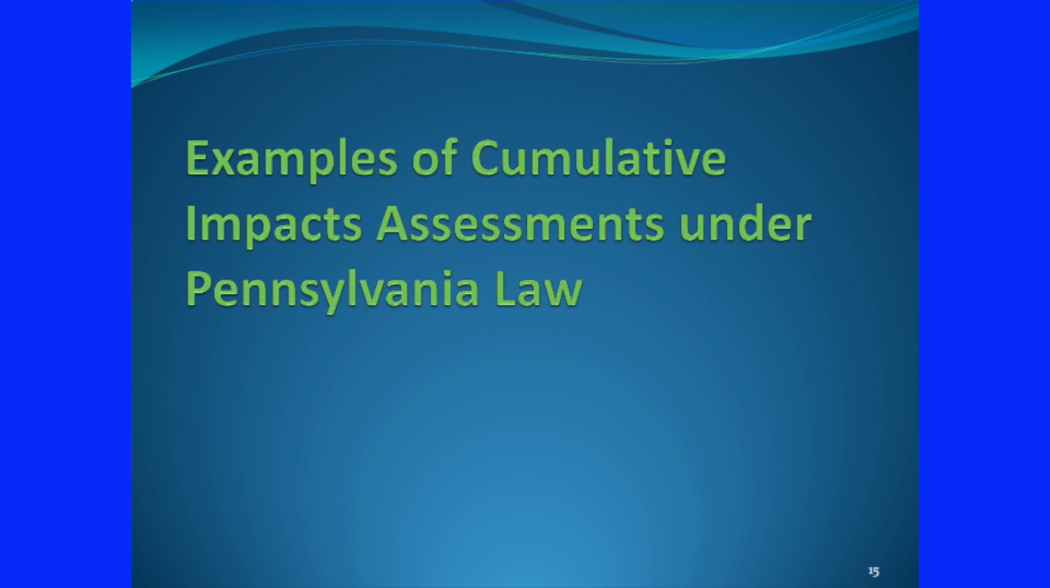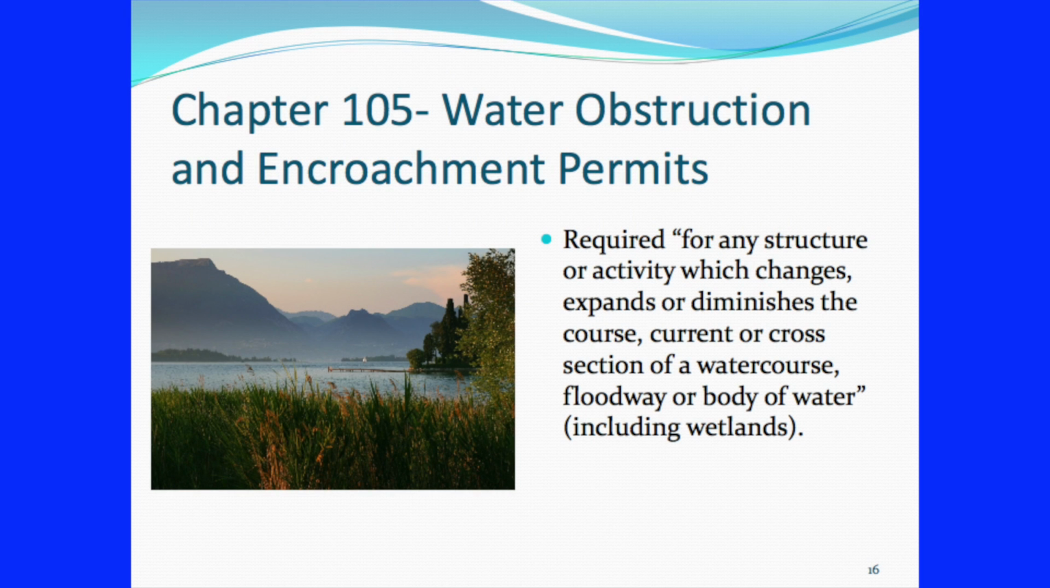Okay, talk about at least one example under Pennsylvania law where cumulative impacts are being considered, and this is, the analysis much less developed, the legal standards for this. We're talking about the Chapter 105. You've probably heard of Chapter 105 water obstruction and encroachment permits. It's required for any structure or activity which changes, expands, diminishes the course, current, or cross-section of a water course, floodway, or body of water.